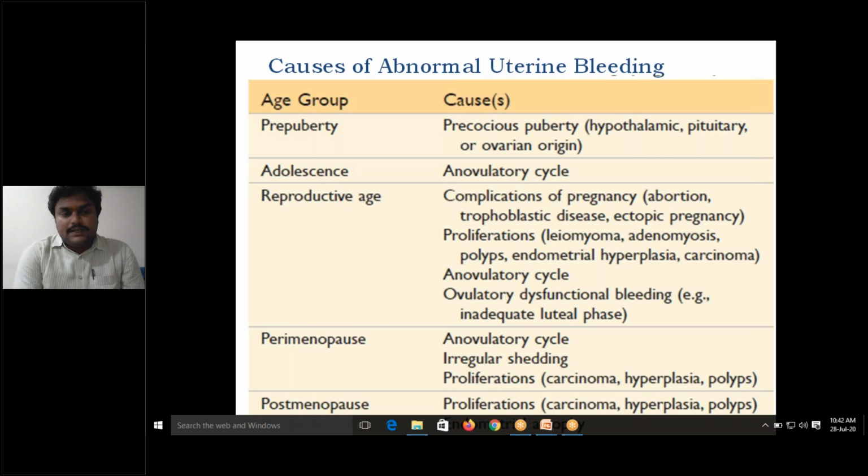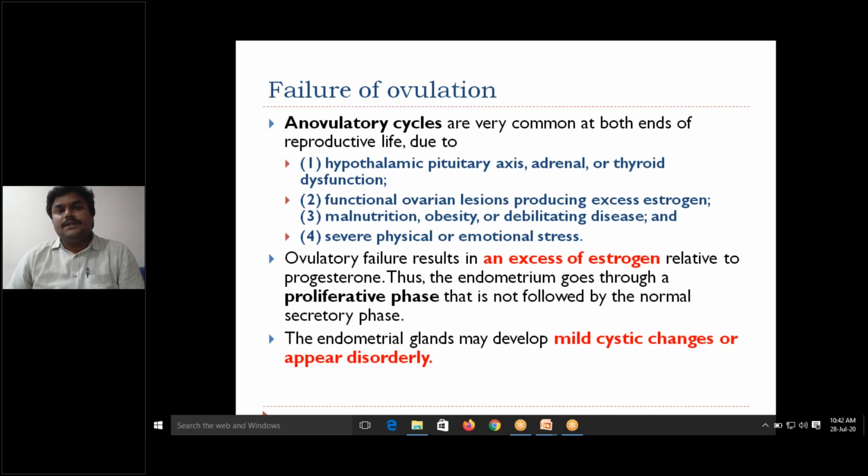During the perimenopausal age, again the anovulatory cycles come as the first cause. Later on, irregular shedding because of insufficient amount of progesterone. Then proliferations like carcinoma, hyperplasia, and polyps. Again, in postmenopausal women, I told you, postmenopausal bleeding is one of the very dangerous uterine bleedings. First you should think of endometrial carcinoma, then hyperplasia and polyps. This is an important list you should remember for abnormal uterine bleeding.